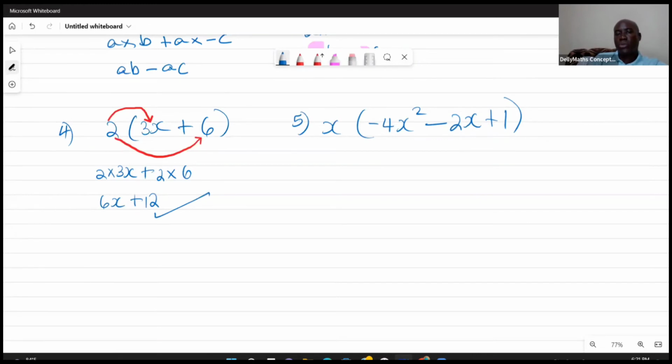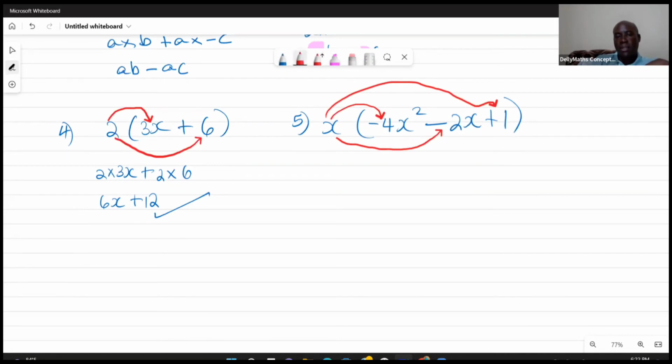Let's look at number 2. This x will go with the negative 4x squared. Then it's going to go with the negative 2x. Then it's going to go with the positive 1. I want you to understand that as many things that are in the bracket, it will be multiplied by the thing that is immediately outside.